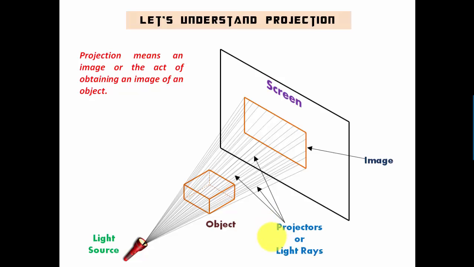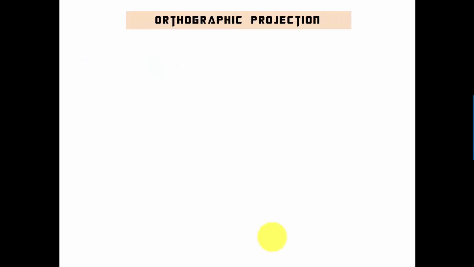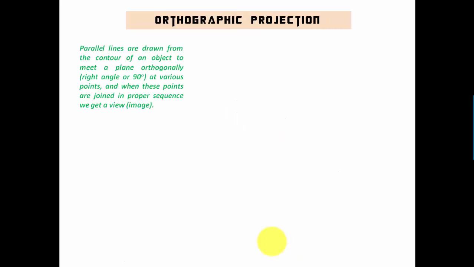And guys, this is a very general way to understand projection. Okay, now let's take a look at orthographic projection. Now this orthographic projection comes under the category of parallel projection. Now when you speak of parallel projection, this is where the rays of sight or projectors or light rays are absolutely parallel to each other.